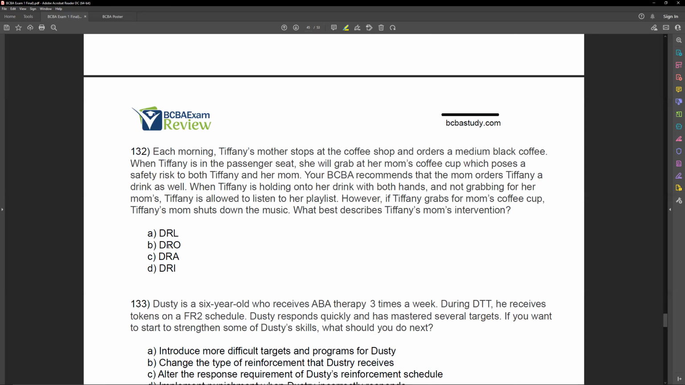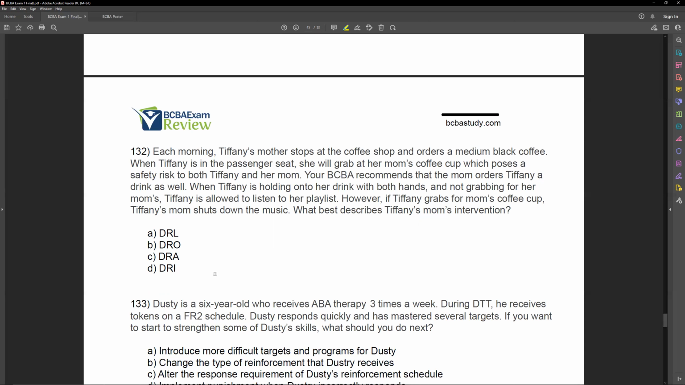We can eliminate DRO. Are we trying to eliminate a behavior entirely? Yes. We're trying to eliminate Tiffany grabbing at the coffee cup. So we can eliminate DRL. That leaves us with DRA and DRI. With DRA and DRI, we're trying to put one behavior on extinction and eliminate it while teaching another behavior.